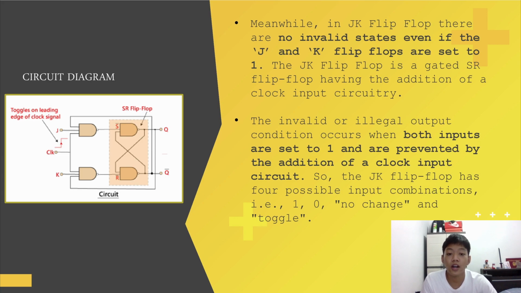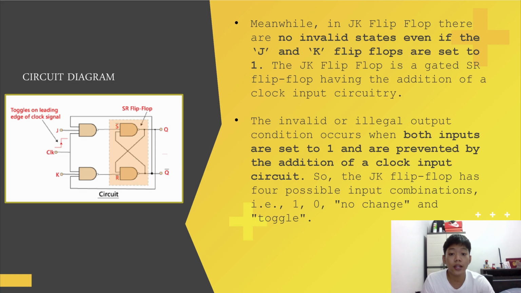In this case, the output Q will be the opposite of the input J, and the output Q bar will be the opposite of input K. So, makukonklyud po natin na hindi possible for both inputs to be high or low at the same time, which means that there are no invalid states in a JK flip-flop.